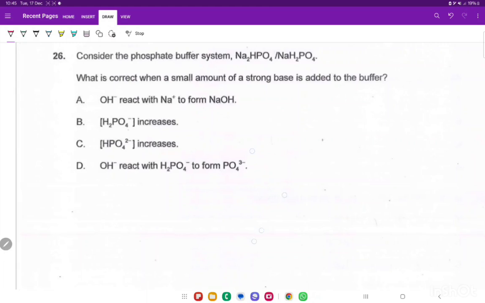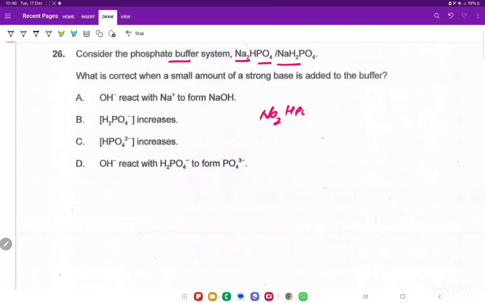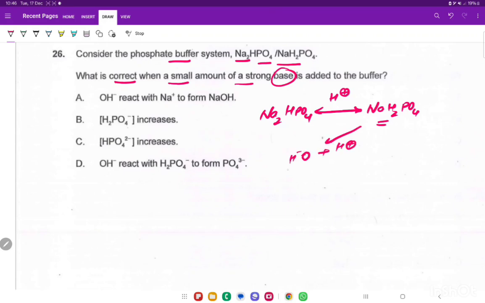Question 26. Consider the phosphate buffer system Na2HPO4 and NaH2PO4. Na2HPO4 is a conjugate of NaH2PO4. The relationship is of H plus ions. What is correct when a small amount of strong base is added? When a small amount of strong base is added, the H plus ions of this will react with the OH minus ions and they will convert into HPO4 2 minus. What is happening? H2PO4 minus will convert into HPO4 2 minus.